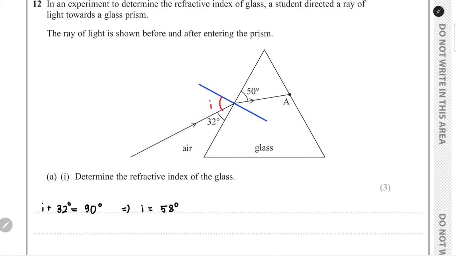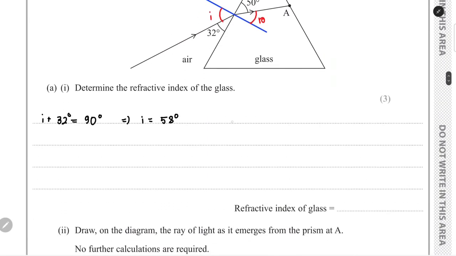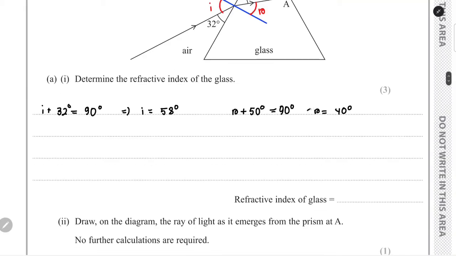The angle of refraction will be this angle over here. It's the angle between the refracted ray and the normal. This is angle R. This whole thing is 90 degrees as well. So R plus 50 degrees equals 90 degrees. R is 40 degrees. Now I have the angle of incidence and angle of refraction.